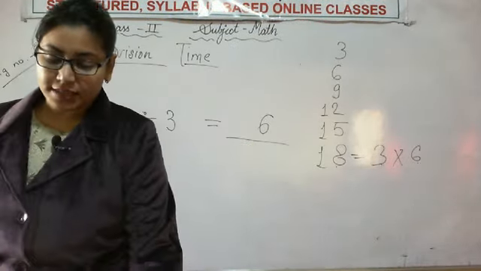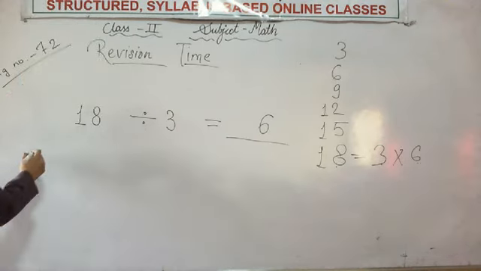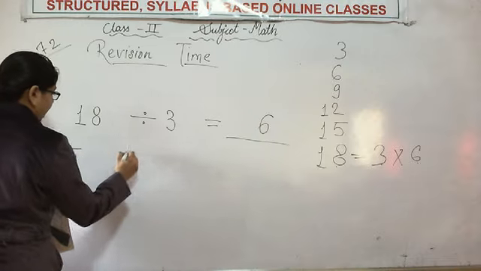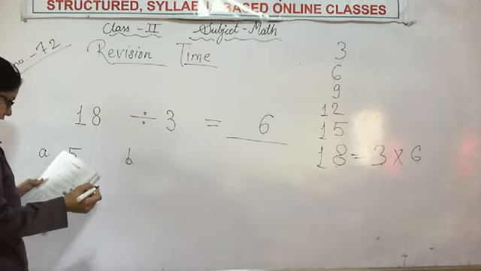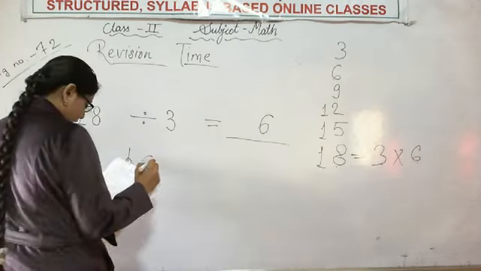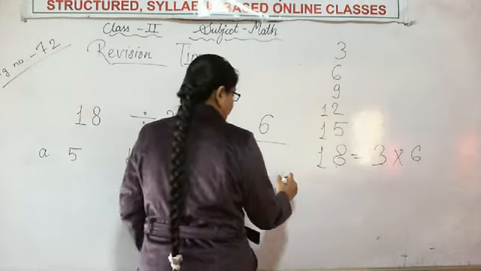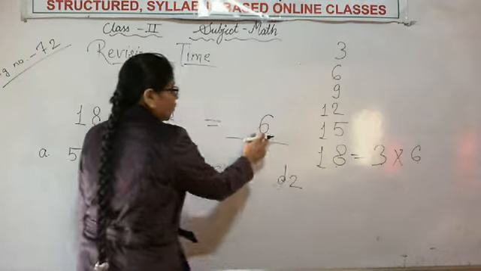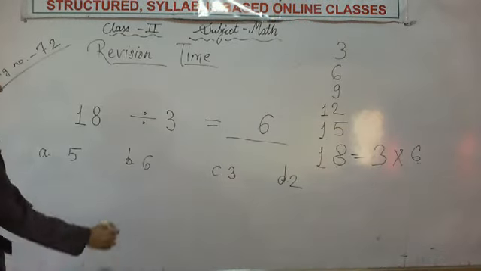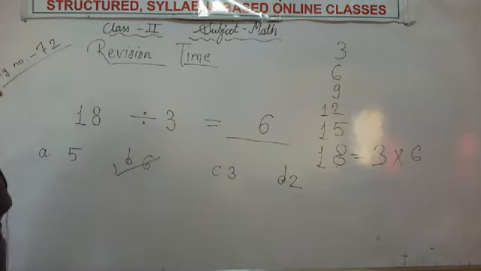Let's see the options. Option A is 5. Option B is 6. Option C is 3 and option D is 2. We got 6 as answer and option B is 6. Means option B is the correct option. So take option B.